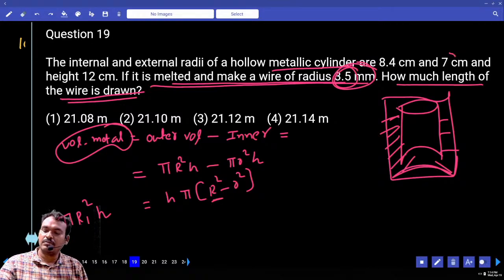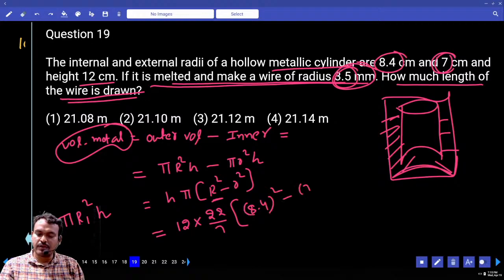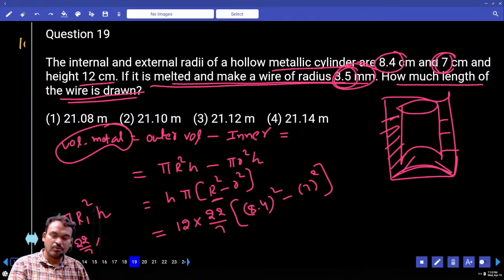Okay, and we already know the capital R value. What is the capital R value? 8.4. What is the small r value? 7. And what is the height value? 12. So h is 12. Pi value 22 by 7 into (8.4 square minus 7 square). The difference is equal to which one? Pi into r1 square into H. Pi we write as 22 by 7 into r1 value. What is the r1 value? 3.5, written as 3.5 by 1000.